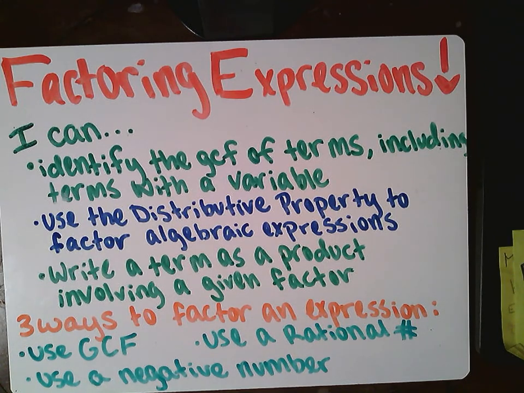There are three ways to factor an expression. You can use the greatest common factor, which is the GCF. You can use a rational number. Remember, rational numbers include positive, negative, zero, fractions, decimals, both repeating and non, and then just our normal counting numbers as well. And we will also be able to use a negative number to factor.